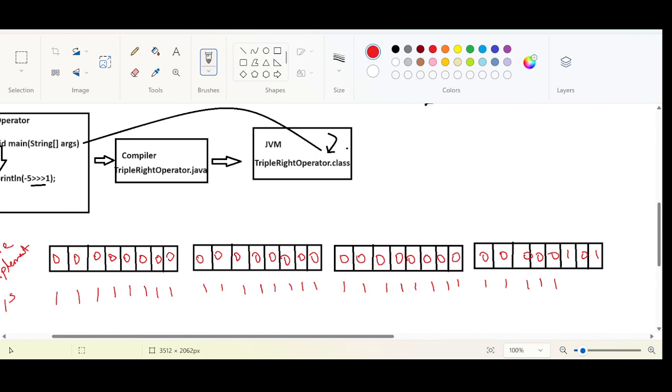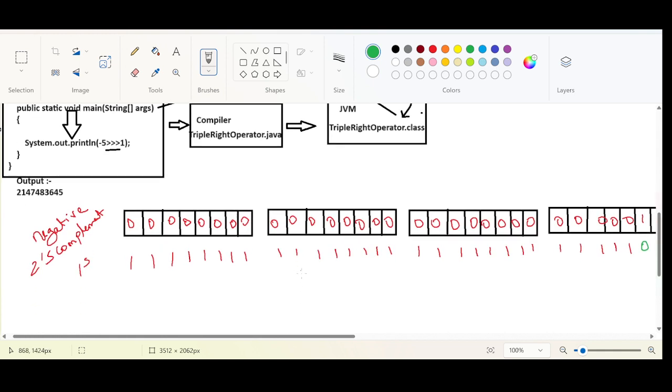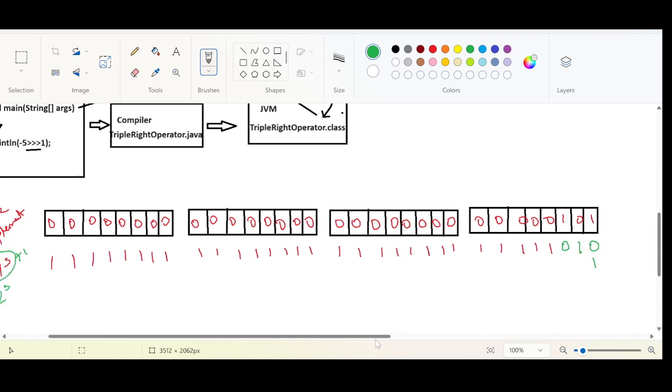So let me take another color. So here 0, 1, 0. I perform the toggling. This is what we call as the 1's complement, right? After doing 1's complement, we need to do the 2's complement. 2's complement is nothing but adding 1 to the 1's complement. 1's complement plus 1 is going to give you the 2's complement. So I will add a 1 here.